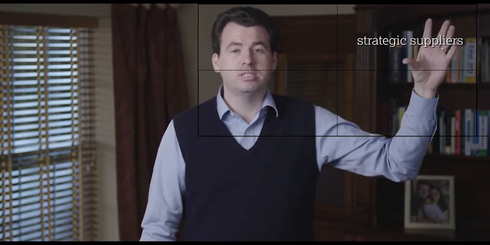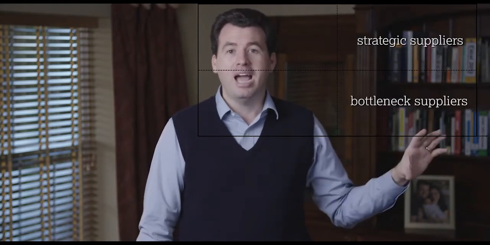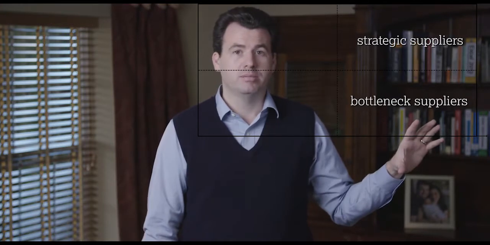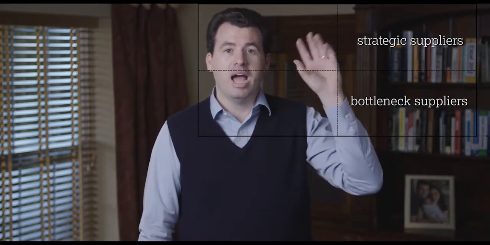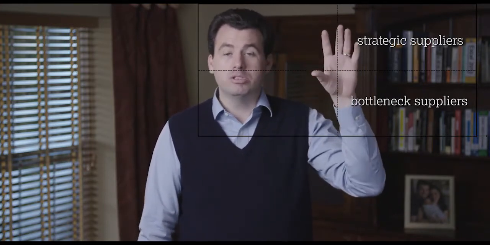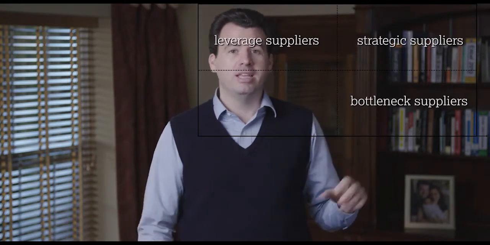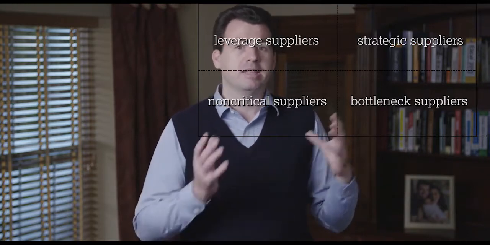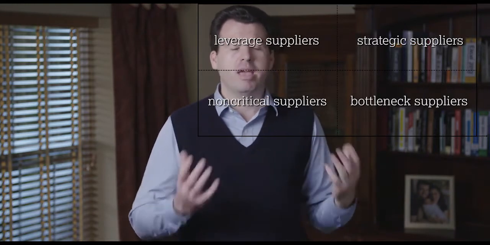In the high profit impact and high supply risk category, we have our strategic suppliers. In the low profit impact, high supply risk category, we have our bottleneck suppliers. In the high profit impact, low supply risk category, we have our leverage suppliers. And then finally, in the categories where both profit impact and supply risk are low, non-critical.